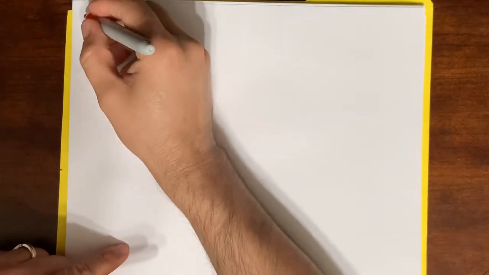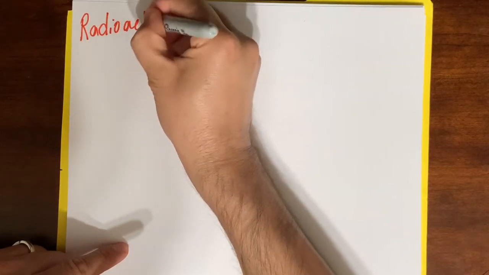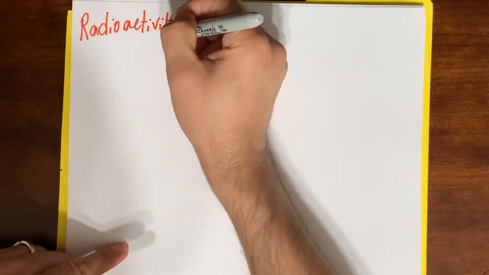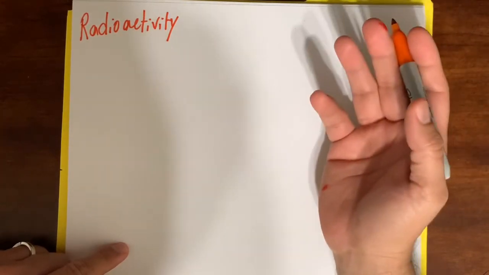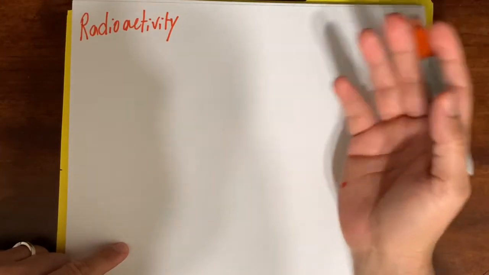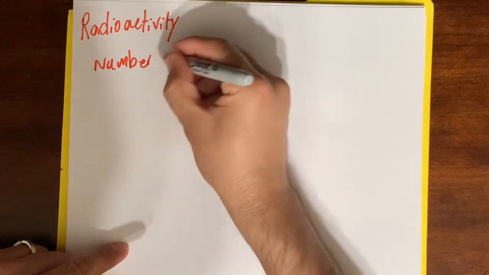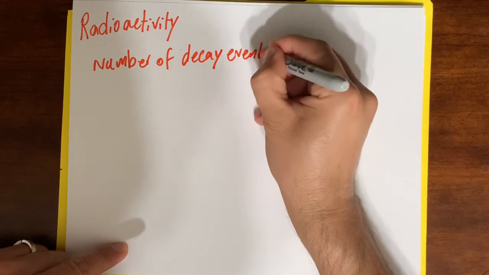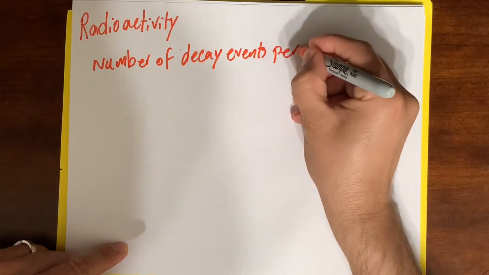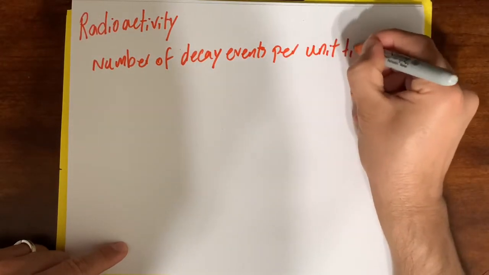devices that we use to measure the radioactivity. So I go with this. We're going to talk about radioactivity. And radioactivity by itself is equal to the number of decay events per unit of time. So we're talking about the number of decay per time. Okay.